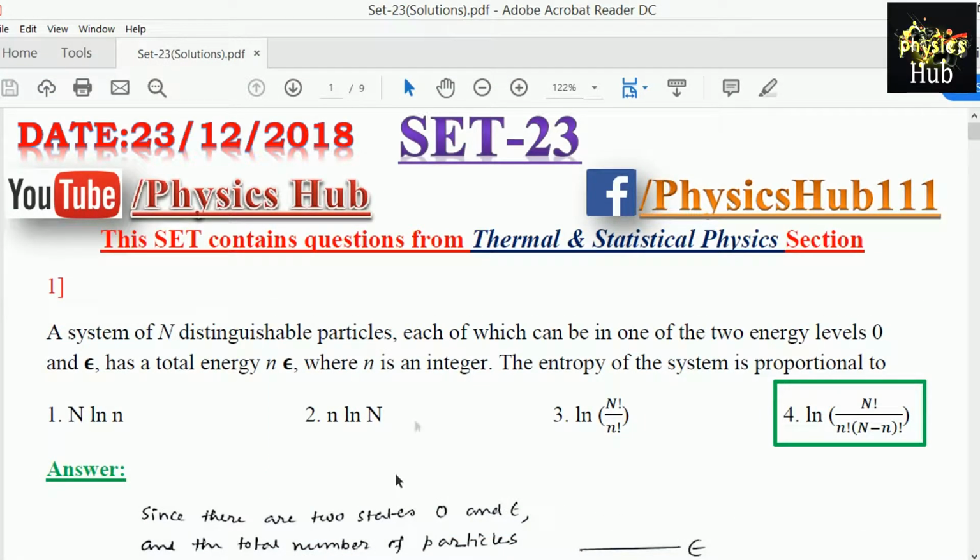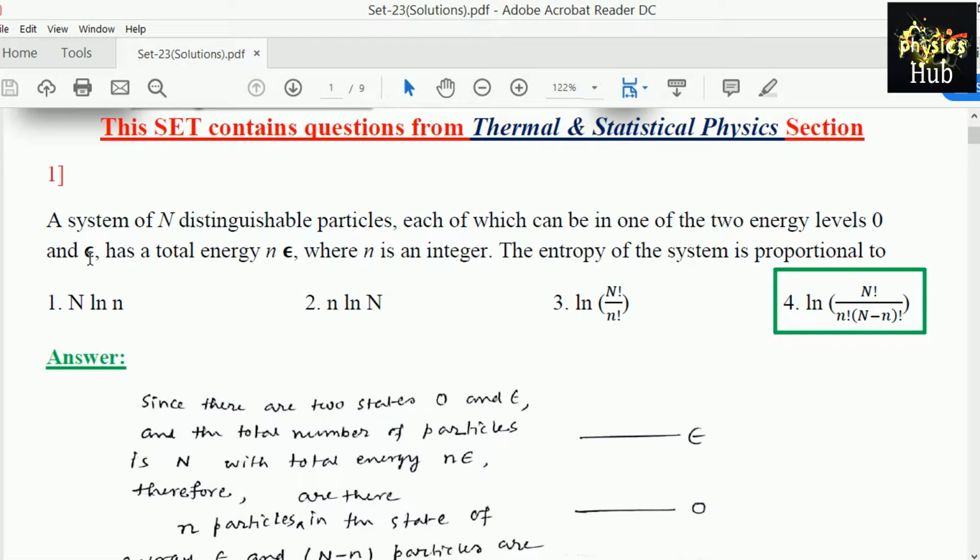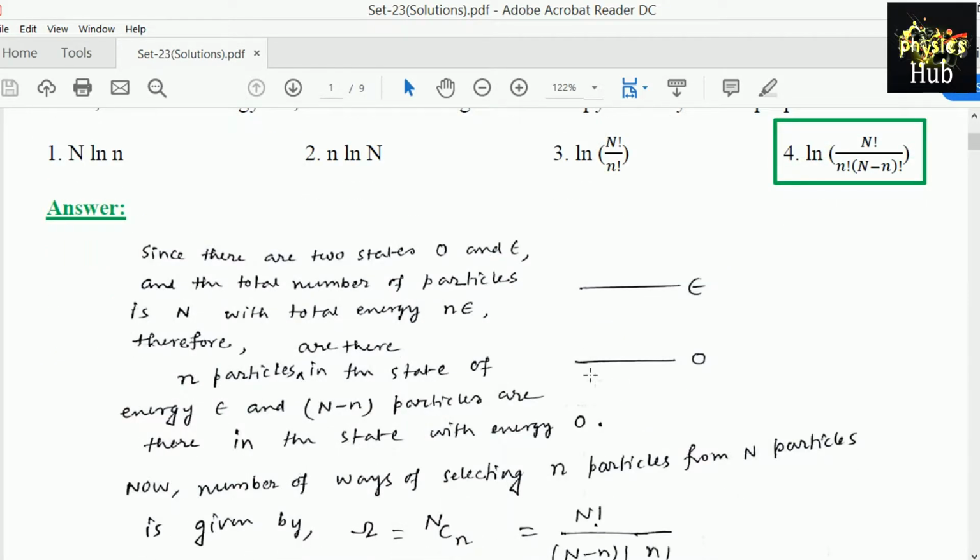So this is set 23, and this set contains questions from the Thermal and Statistical Physics section. Question number 1 says, a system of N distinguishable particles, each of which can be in one of the two energy levels, 0 and epsilon, has a total energy n epsilon, where n is an integer. The entropy of the system is proportional to. Now, as you can see, two levels are there. This is one level, this is another level.